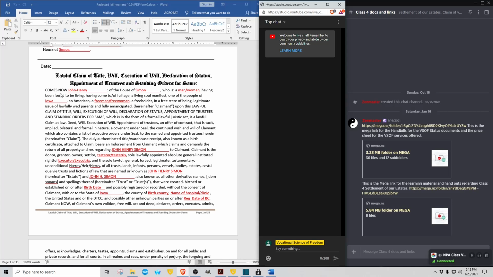So to start, so comes now, and this is all redacted. So comes now, John-Henry, of the house of Simon, who is a man or woman, having been found to be living, having come to of full age, that's out of the Magna Carta, a living soul manifest, one of the people of whatever state you're lawfully domiciled in, an American, a free woman or free man, whichever the case may be, a freeholder, which means you hold an estate.